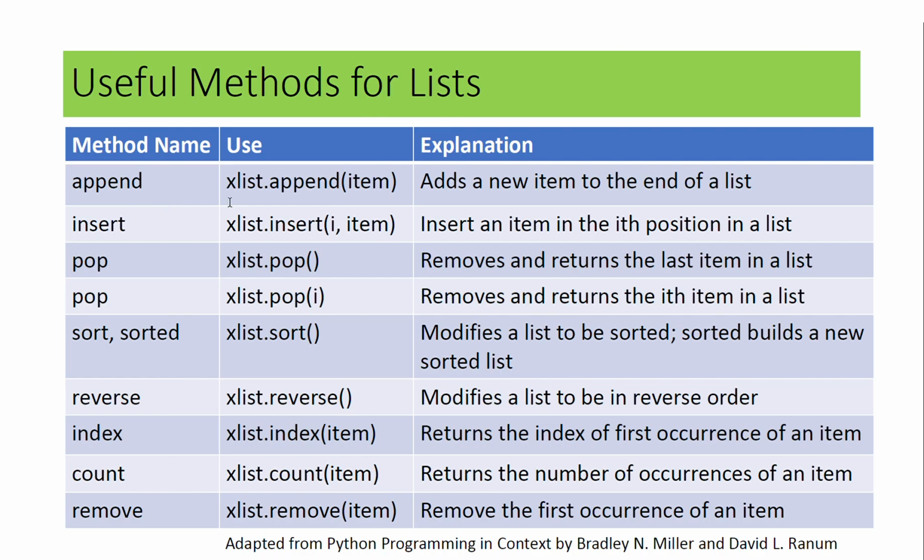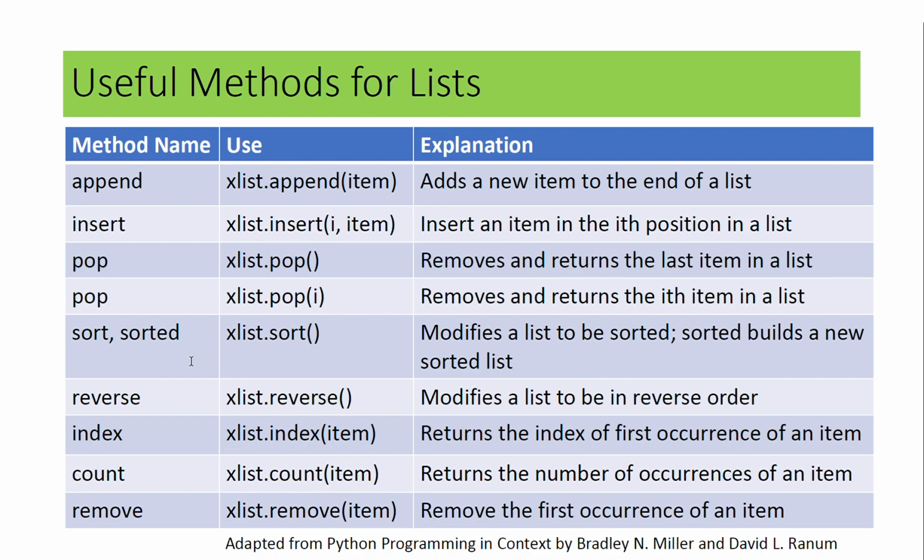So the list methods for a list include append. Append is basically to add a new item to the end of the list. Insert is to insert an item at the nth position of the list. Pop is to remove and return the last item in the list. Pop removes and returns the end item of the list. It is like x_list.pop(i), which returns the nth item of the list.